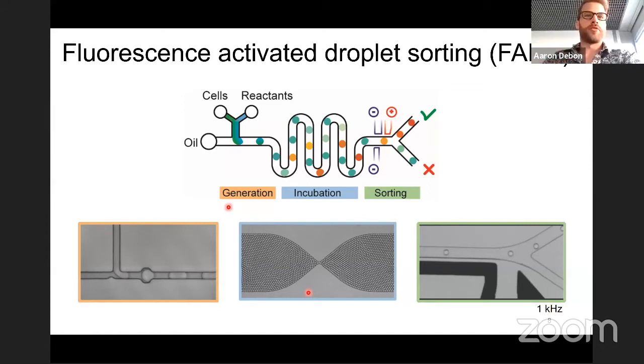And at the very end of the chip, we have a sorting junction, which you can see here. What we do is we measure the fluorescence with a laser at this point. And if the fluorescence exceeds a certain threshold that we set, we will give an electric impulse to this electrode, which will deflect the droplet to the positive side. And these droplets will, of course, be gathered and analyzed further.